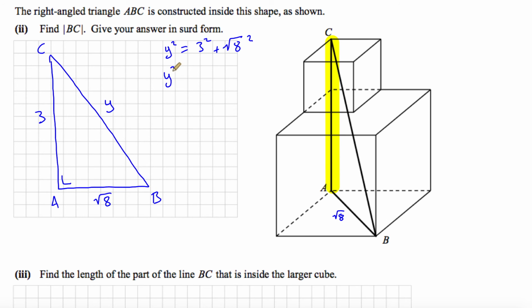So when we work these out, that gives us 9 plus root 8 squared. You can do all this in your calculator, but root 8 squared is just 8. So it tells us that y squared is equal to 17. Well, that means that y is root 17. And again, that's our answer in surd form. Root 17 doesn't simplify in your calculator, so that's the final answer there.